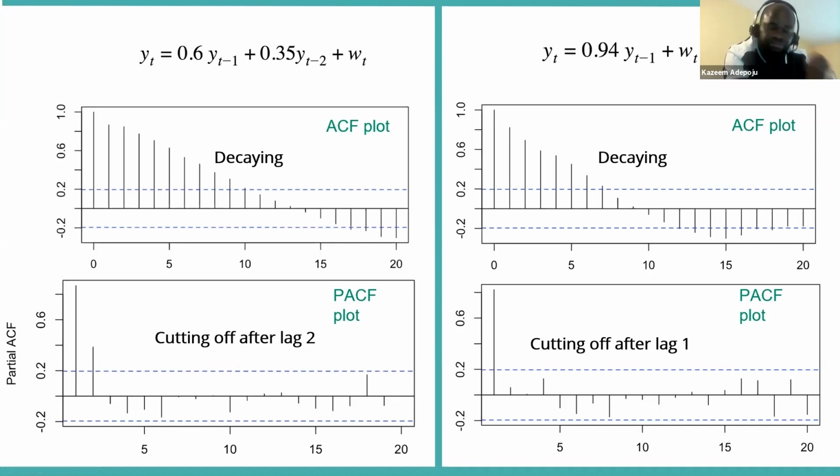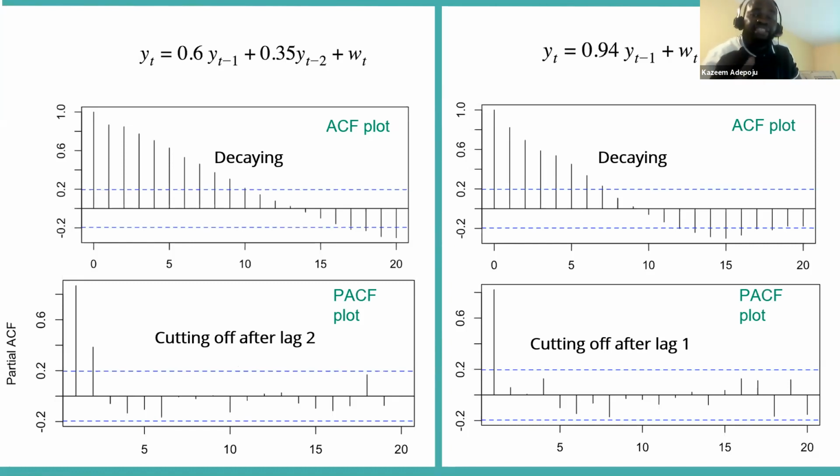Let me tell you something. All autoregressive models decay partially to 0, whether AR1 or AR2 or AR3 or AR whatever. All of them partially decay to 0. But if I want to know which autoregressive model it is going to be for that one, is it going to be AR1 or AR2 or AR3?